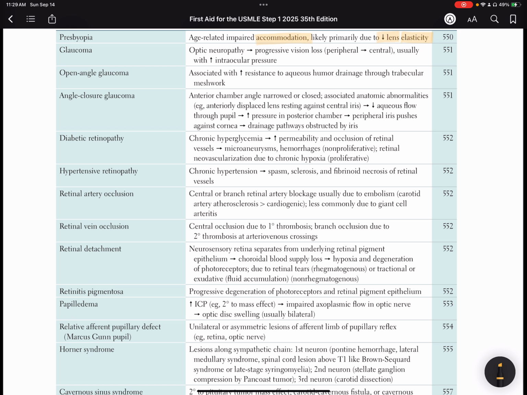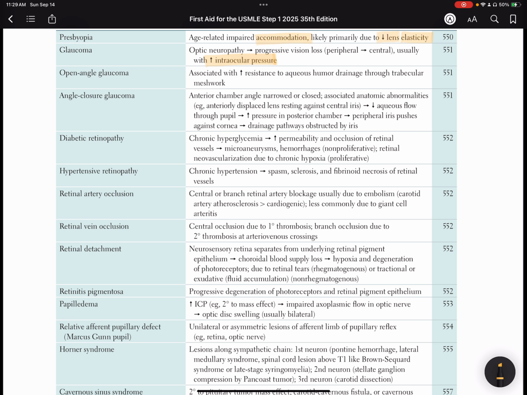What causes glaucoma? Optic neuropathy, causing progressive vision loss, first peripheral, then central, usually with increased intraocular pressure.